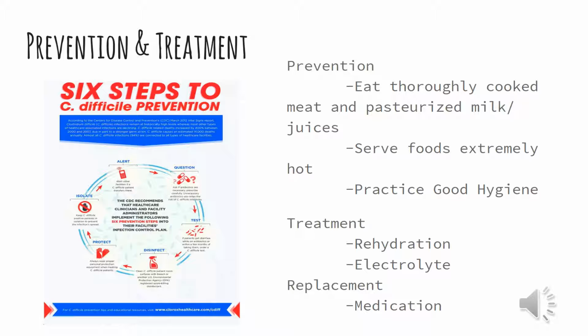Treatment: rehydration, electrolyte replacement, and medication. Rehydration and electrolyte replacement are essentially the same thing. Because of diarrhea, we are losing a lot of fluids and electrolytes especially, and we need those things to function because our body is composed of mostly water. And medication, as we've discussed before, there are a few medications to help treatment. And again, without treatment or prevention, it can lead to deadly effects.